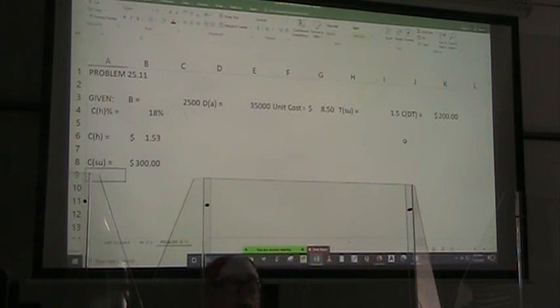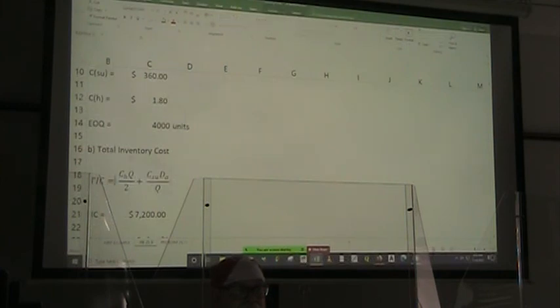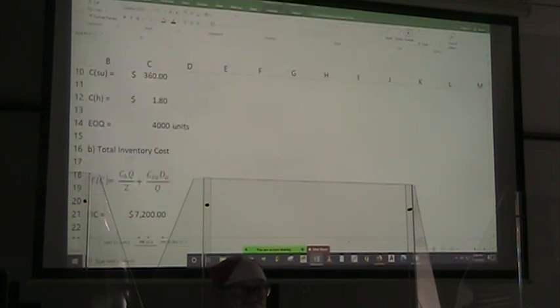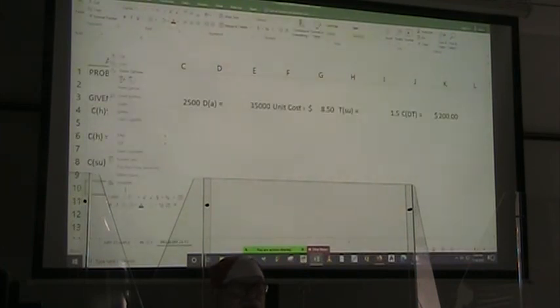Now we figure out what is the total cost of the inventory. I'm just going to cheat here and steal my formula. Copy the formula and paste.